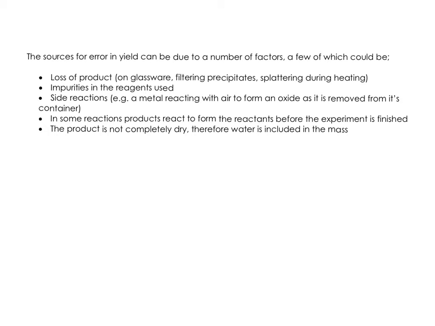Reasons why you wouldn't get 100%. So it could be loss of product. When you're doing an experiment in the lab, you get reagents stuck to the side of glassware. When you filter precipitates, the solids away from the liquid solutions, sometimes precipitate particles go through. They're too small for your filter paper. You might have some splattering when you're heating. Some of the liquid jumps out of your beaker. This is all loss of product.